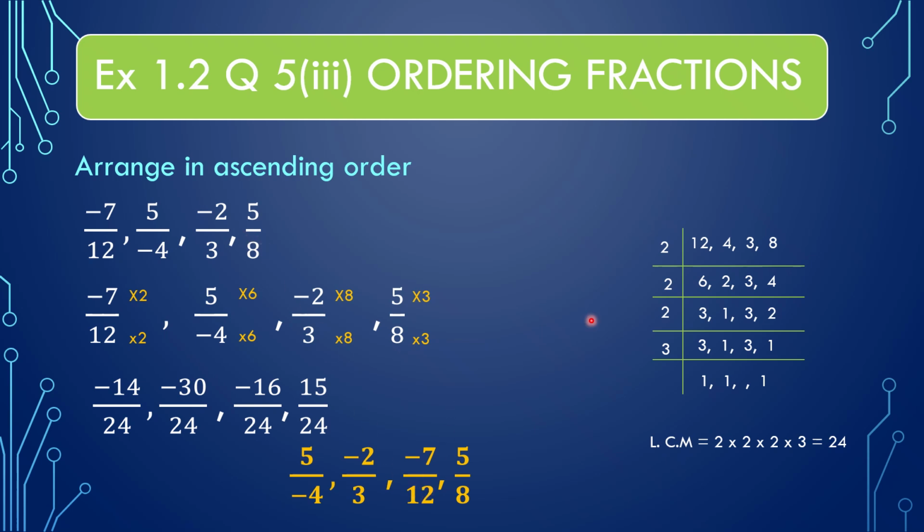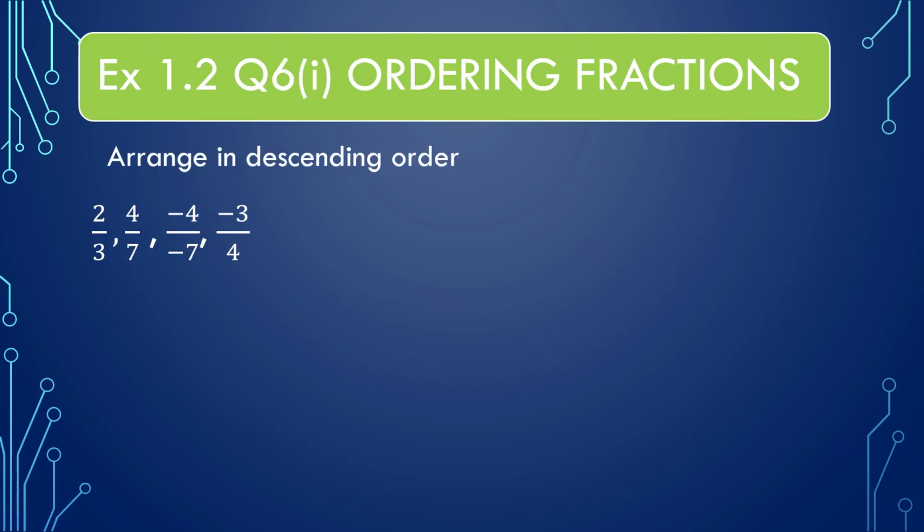one. This is how we can order fractions from smallest to greatest or greatest to smallest by taking the LCM and making common denominators. And then just comparing the numerators, we can easily arrange them in any order you like to arrange them. This is question number 6.